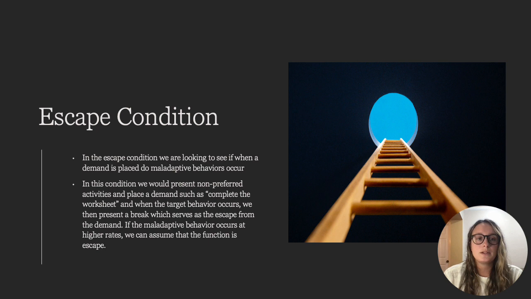And so this way we are able to assess by if a break is provided, which would serve as escape from the demand of cleaning up the Legos, and observing what the problem behavior looks like. And again, you are looking to see the frequency of this behavior. If it is very high, we can assume in this case that the maladaptive behaviors are being maintained by escape.